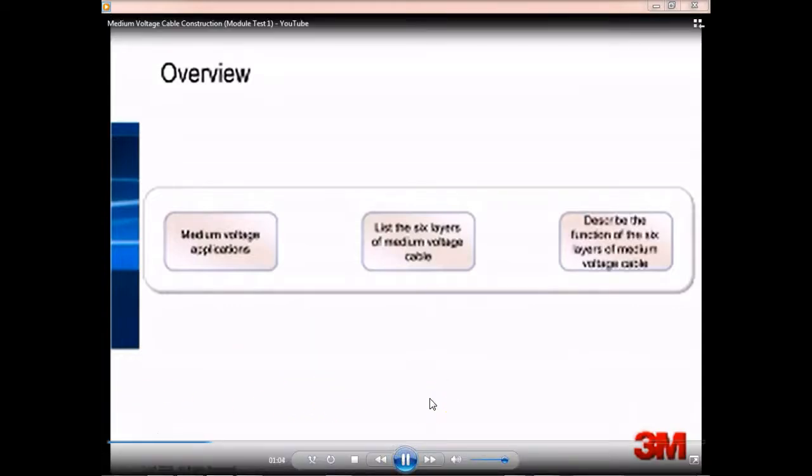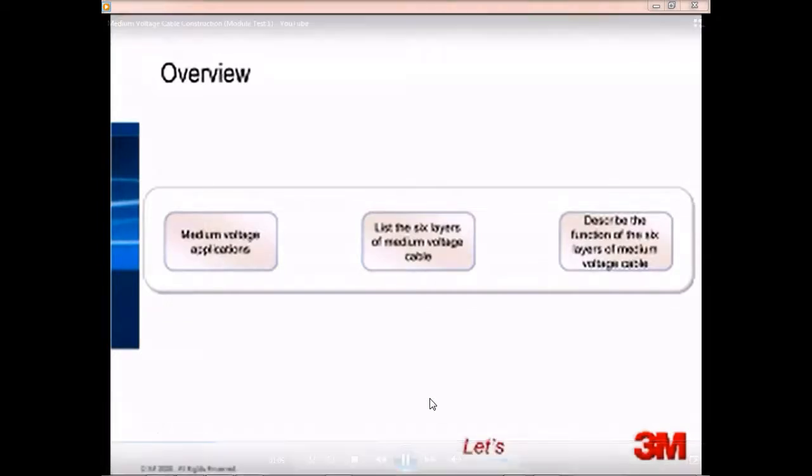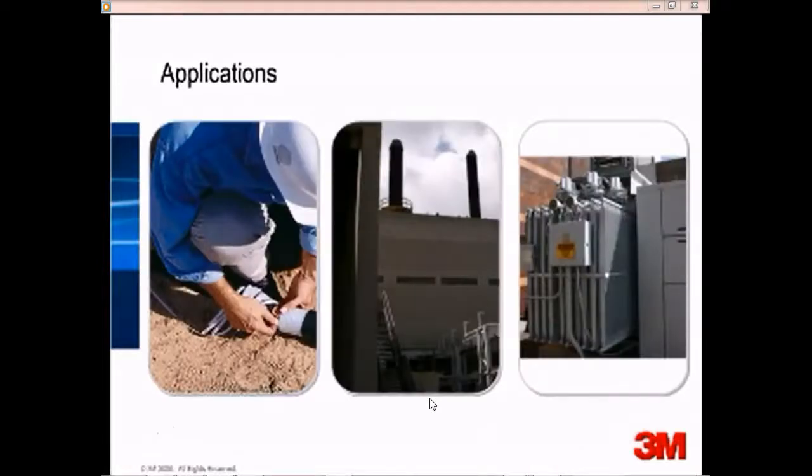By the end of this module, you should be able to describe the function of the 6 layers of medium voltage cable. Medium voltage cable is electrical cable with a voltage rating of 2 kilovolts to 46 kilovolts. Any cable with a voltage rating higher than 46 kilovolts, such as 69 kilovolts, is considered high voltage cable. Medium voltage cable is what is commonly used throughout electrical distribution systems, power plants, and industrial facilities, such as oil and gas production facilities. It is also what is used to bring power to our neighborhoods, schools, malls, and offices.